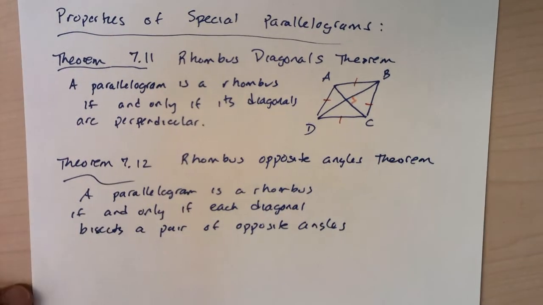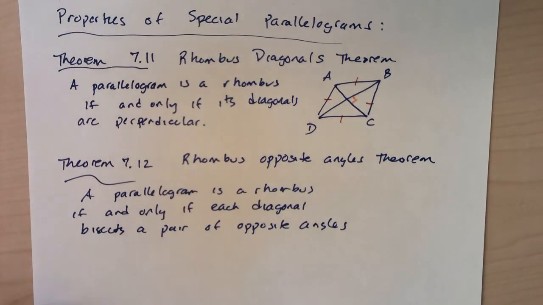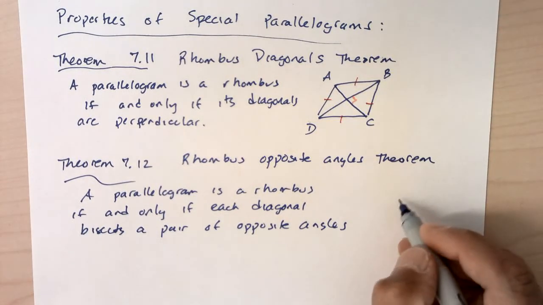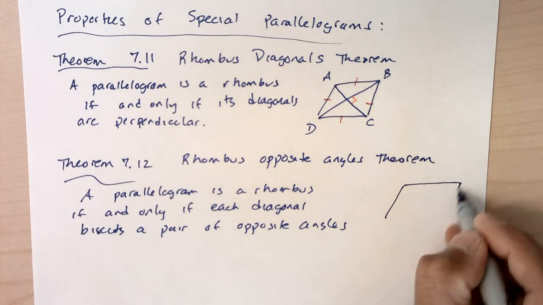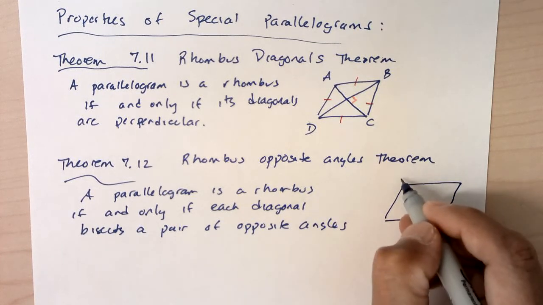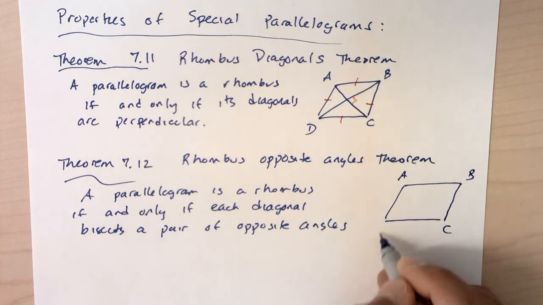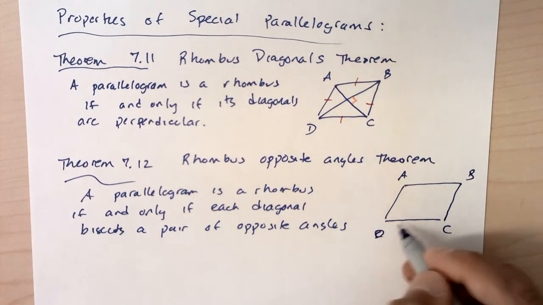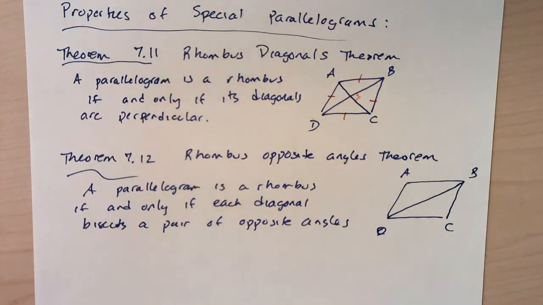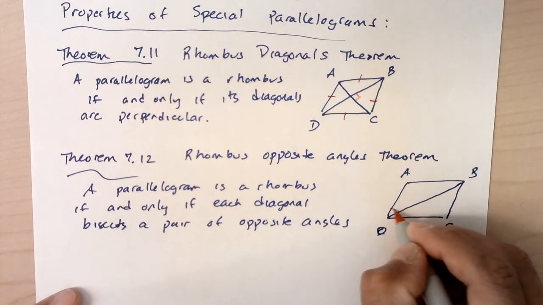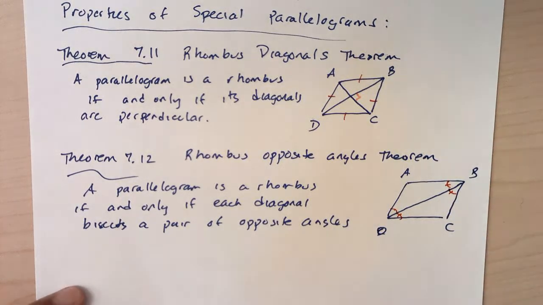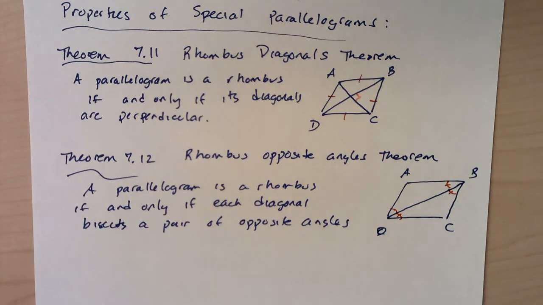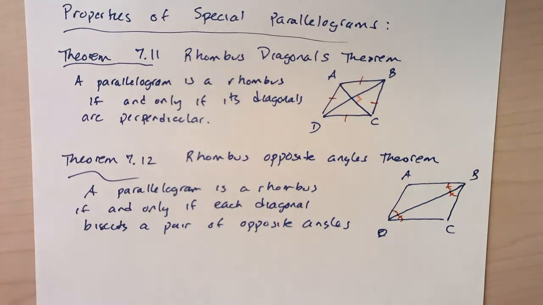And then theorem 7.12, the rhombus opposite angles theorem. A parallelogram is a rhombus if and only if each diagonal bisects a pair of opposite angles. So what that means is if I have a parallelogram, again, I'll call it ABCD, if each diagonal bisects a pair of opposite angles, for example, if diagonal BD bisects angle D and angle B, not only would it bisect each of those opposite angles, but each of these parts would all be congruent.